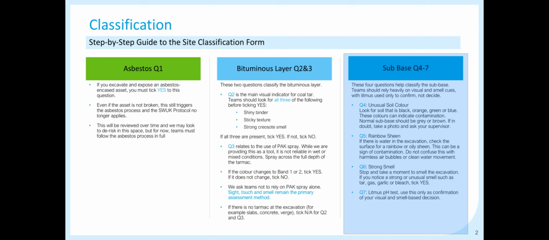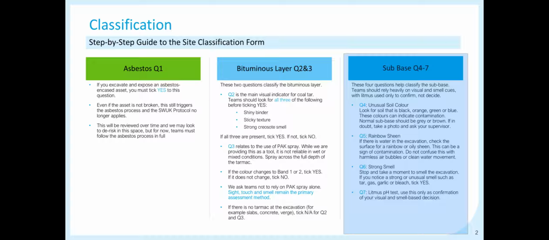Question 5 checks for a rainbow sheen. If there's water in the excavation, look for a rainbow or oily film on the surface. This can indicate contamination, but don't confuse it with harmless air bubbles or clean water movement. It's worth checking that no oil or petrol has leaked from your saw cutter, as that can also create a rainbow effect.